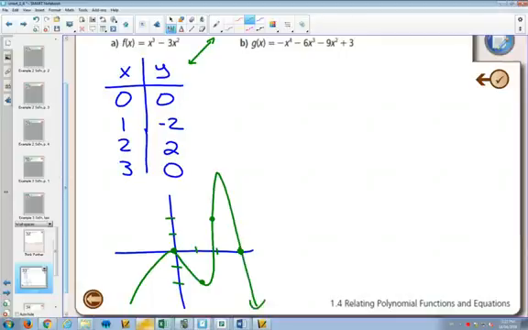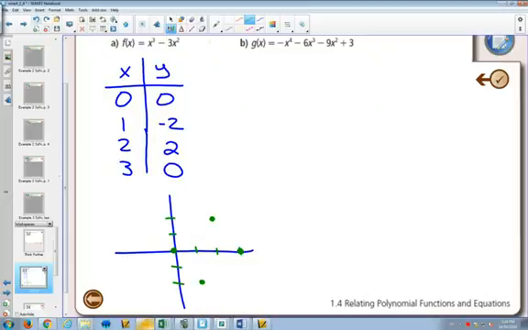What did I do wrong here? Oh, I made a mistake in my table of values. Let's just go back. Which value did I do wrong? If you go through your points like I just did, and they don't end up with the right end behavior, chances are you've got a point wrong in there.